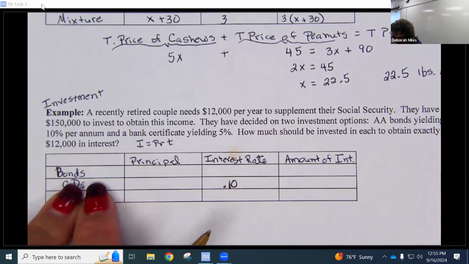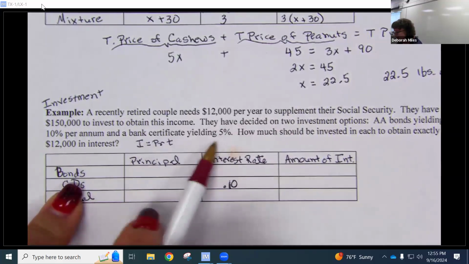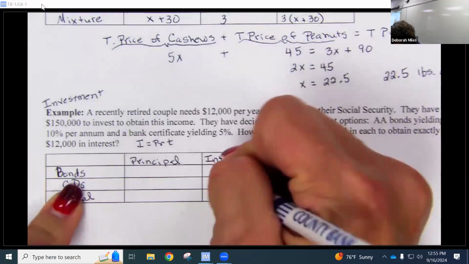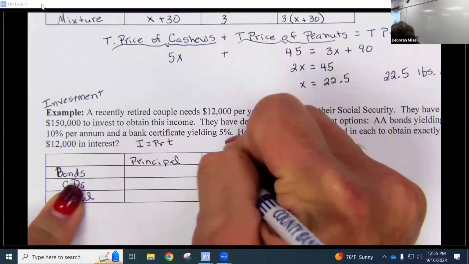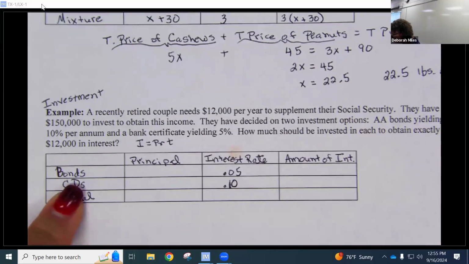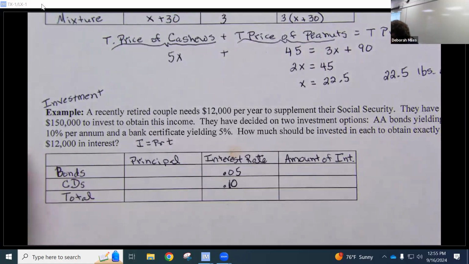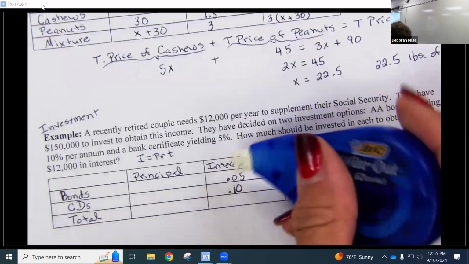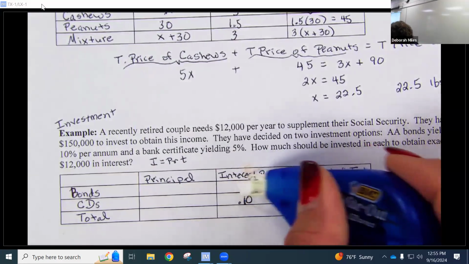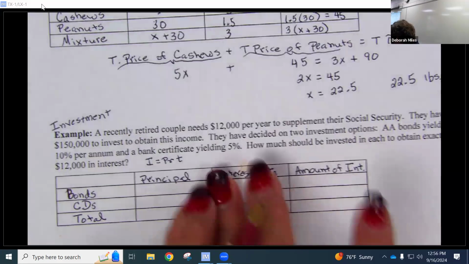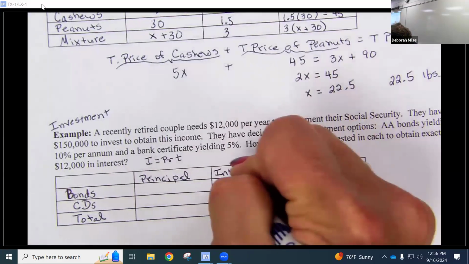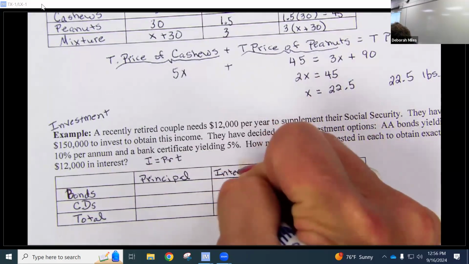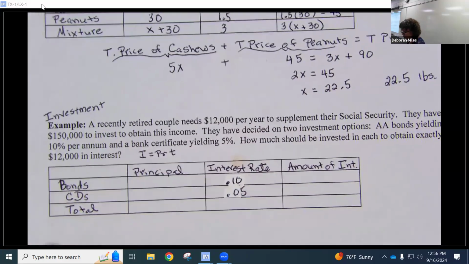How would I write that as a decimal? 5% as a decimal. Yep. But I thought the 10% was for the bonds. Did I write it in there backwards? I sure did. What the heck? And I was even saying interest rate for the bonds. I just wrote it in the wrong row. Thank you. 10% for the bonds and 5% for the CDs.